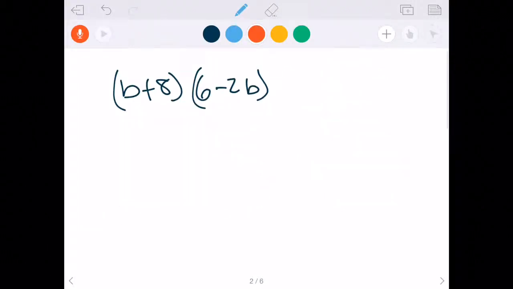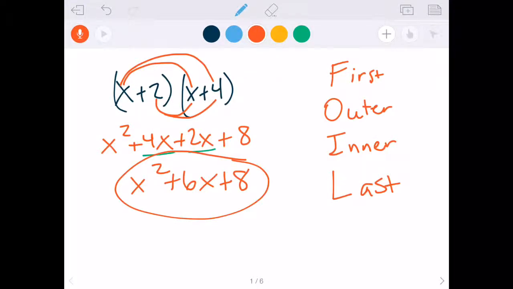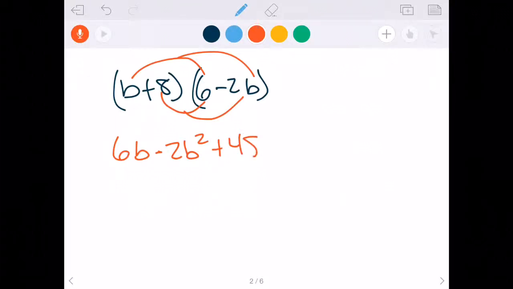Let's go to another example. Same thing, FOIL method. I like to write out all my little arrows or lines, whatever you want to call them, first. So I have b times 6. This is the same exact method, except now the variables are dispersed amongst the problem. So b times 6 is 6b. b times negative 2b is negative 2b squared. So that was first, and that was outer. Now I'm going to move to inner. So 8 times 6 is positive 48, and then 8 times negative 2b is negative 16b.